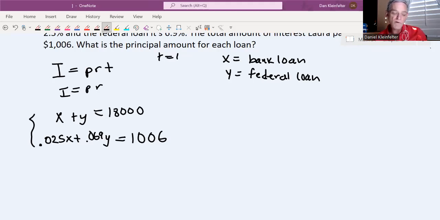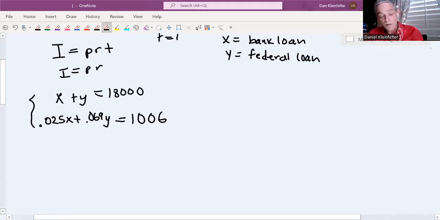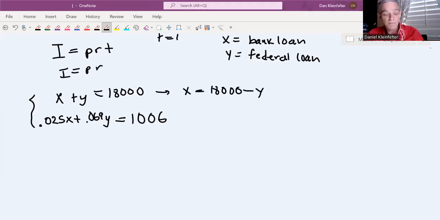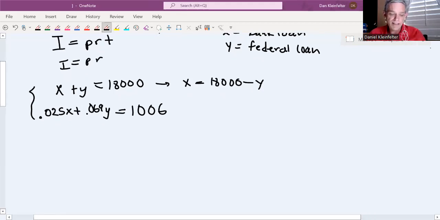I was at first thinking of moving the decimal point over 3 places to get rid of the decimal points. We could do that. I was thinking actually of just substituting, just jumping right in. Maybe we'll do that. What would be nicest? I didn't want to move the decimal point over a bunch of places because down on the 1006, that makes it like a million, right? I just didn't feel like dealing with the big numbers. So instead, we're just going to use substitution. Okay, I'm going to make x be 18,000 minus y. If you want to use elimination, go ahead. I just didn't feel like it this time.